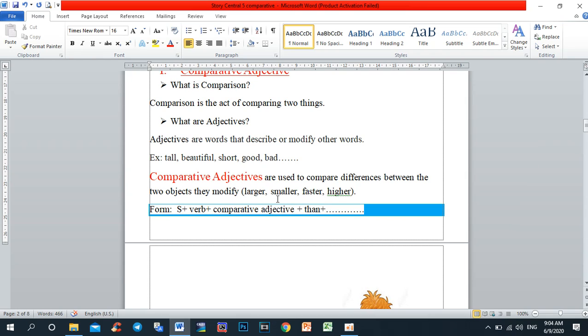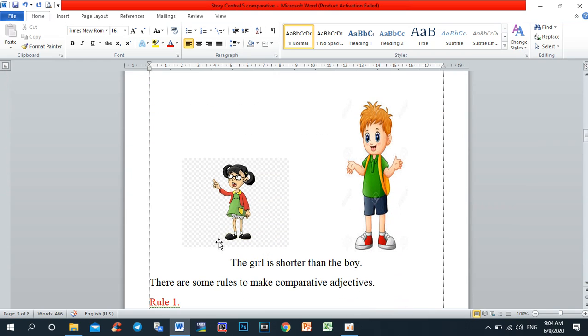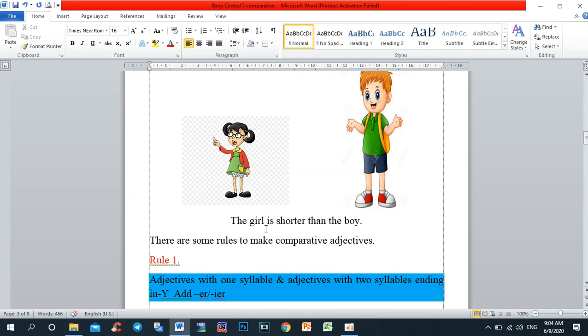Okay, so what is the form of the comparative adjective? It is here: subject plus verb plus comparative adjective plus than plus the rest of the sentence. Okay, if you want to know more, you can look at here. They are going to compare between the two children. Okay, the girl is shorter than the boy. The girl is shorter than the boy. Okay, shorter, we call it a comparative adjective.